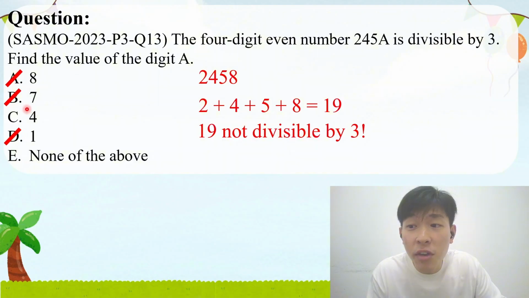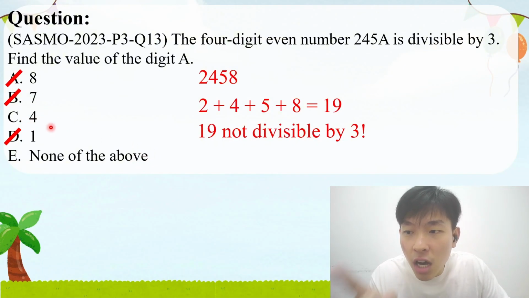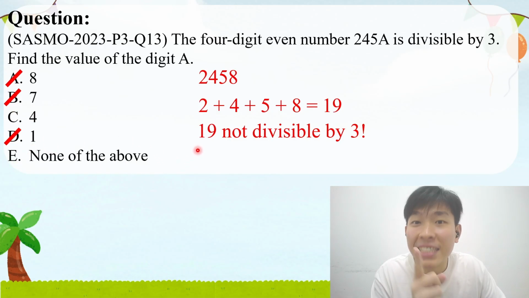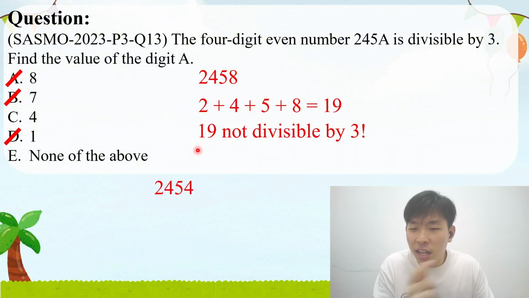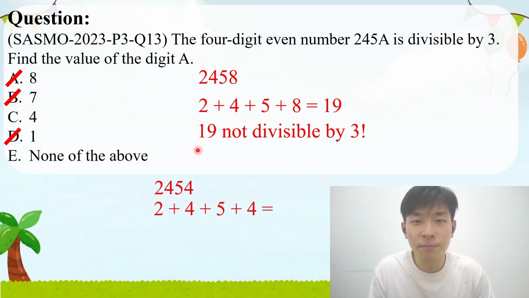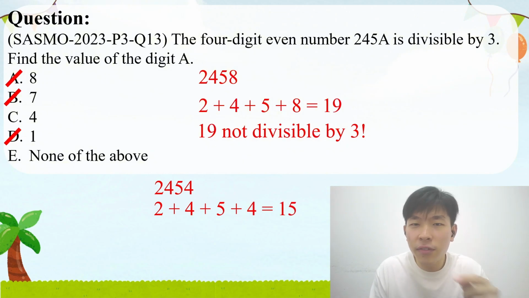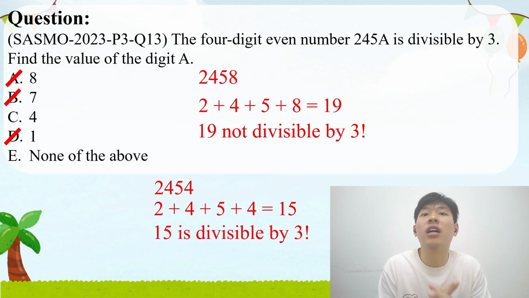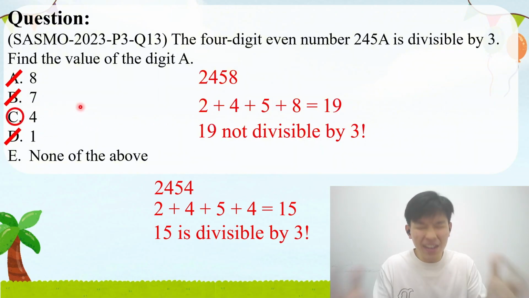Now we are only left with C, which is wrong. But remember, we still need to check, because if C is wrong, then the answer will be none of the above. So we still need to check. It's very easy, you just need to add the sum of digits. So let's try 2 plus 4 plus 5 plus 4. 2 plus 4 is 6. 6 plus 4 will be 10. 10 plus 5 will be 15. So is 15 divisible by 3? Yes, it is divisible by 3, which means that we know the answer will be 2454. This will be correct. Perfect.